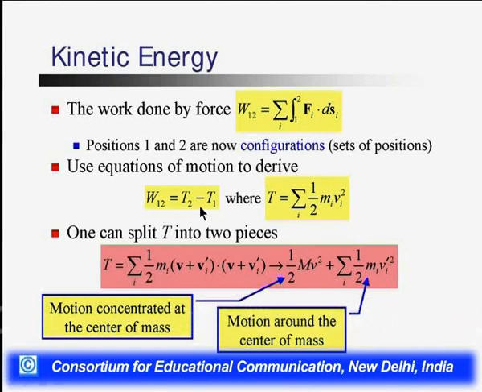We know that W12 is equal to T2 minus T1. Now we can write T as the summation over i of 1 by 2 mi vi square, the kinetic energy for the ith particle, which we define by T, the total kinetic energy of the particles. Now we can split this T into two pieces.